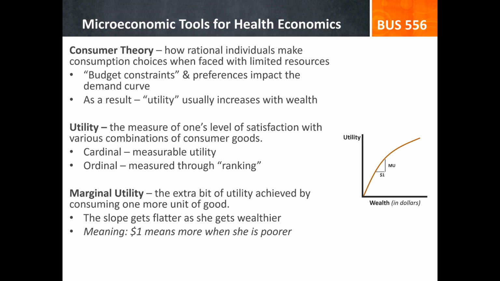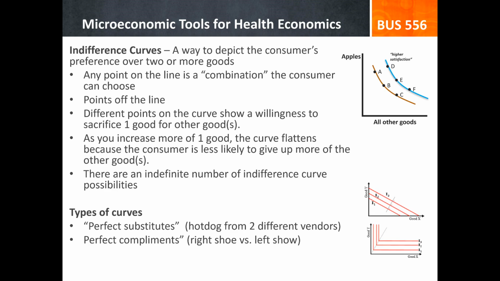The extra bit of utility achieved by consuming one more unit of a good, right? So you can see this little slope. And as wealth grows, utility grows, and you can see it start to flatten. What utility is trying to measure is what $1 more means to somebody. And the wealthier they get, $1 means less. But when someone's poor, $1 means more. I just say that now; we will get into it in more detail later, but I did want to touch on it in the beginning.